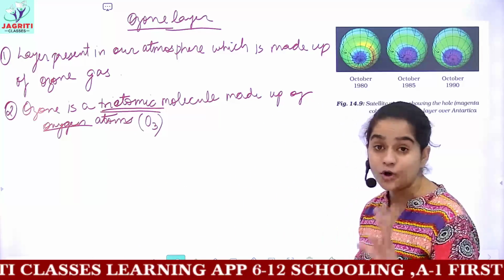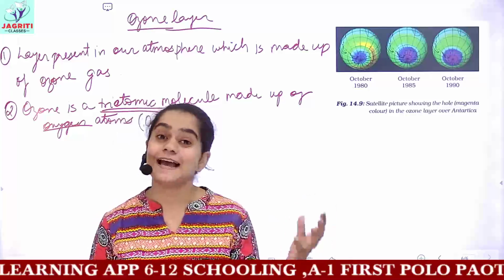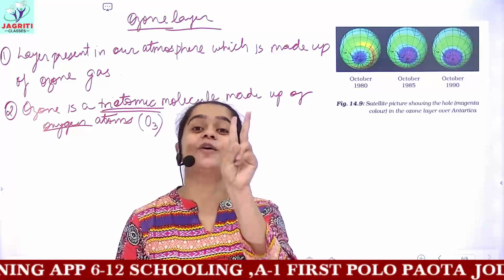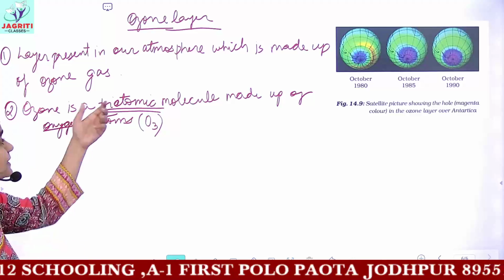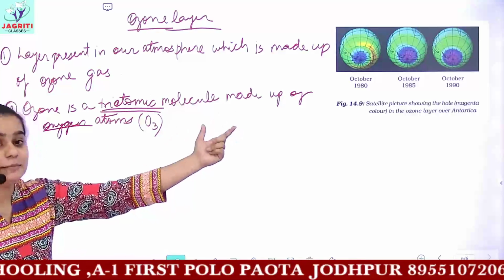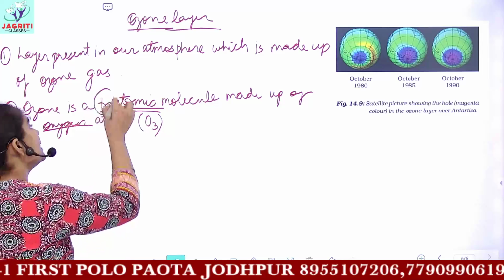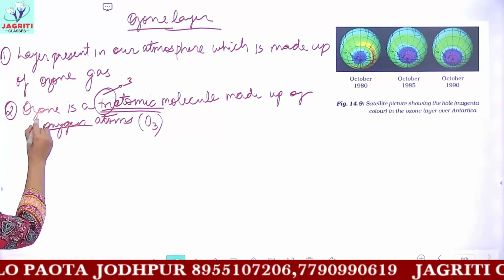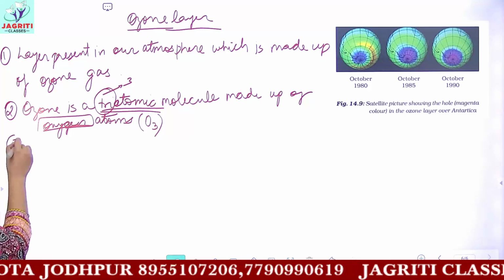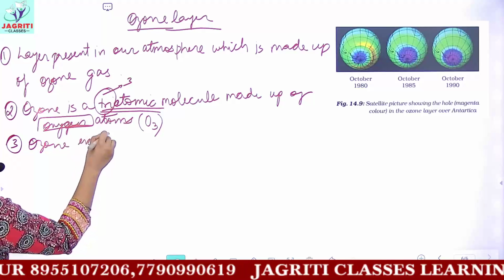Okay, oxygen which we have in our environment, it is O2. Oxygen gas is diatomic because it has 2 atoms of oxygen. Whereas ozone is a triatomic molecule. Molecule means it would be made up of atoms. And how many atoms? Triatomic means it has 3 atoms. And these 3 atoms are of oxygen itself. The third point is, ozone exists in gaseous state.